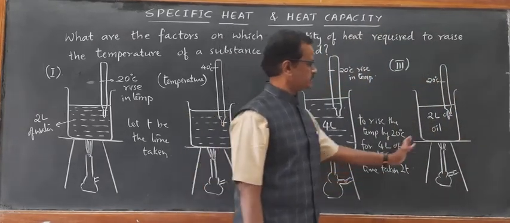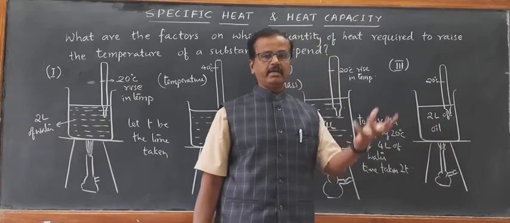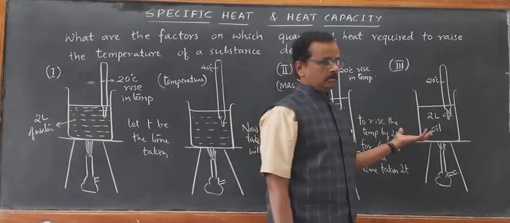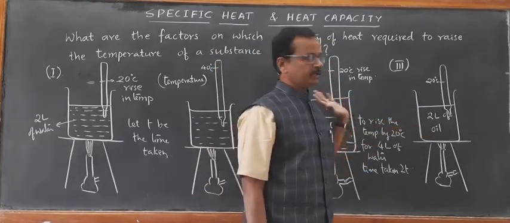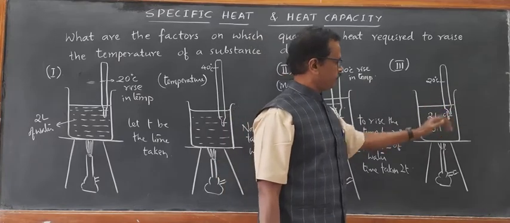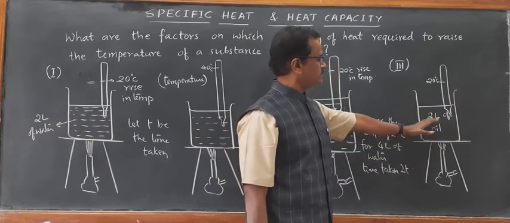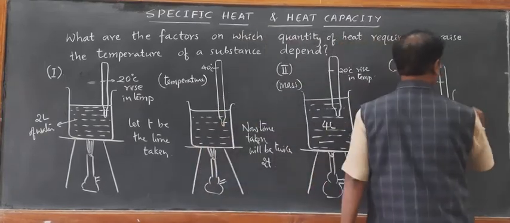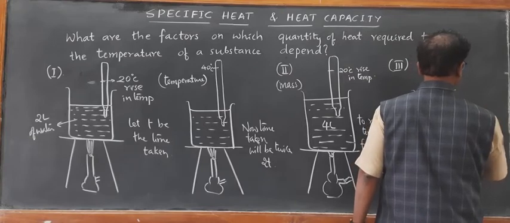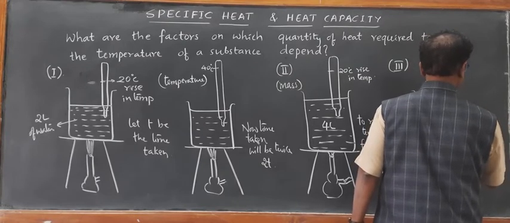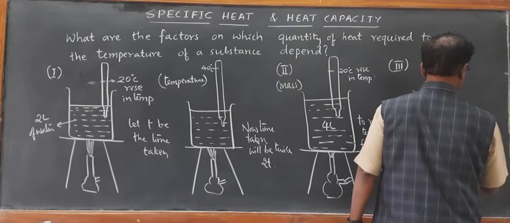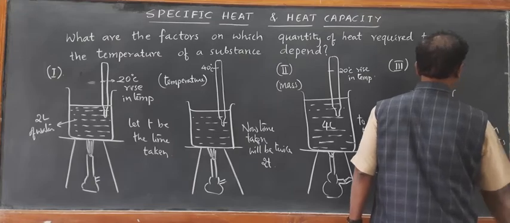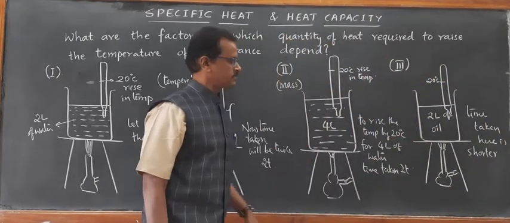So in order to increase the temperature of 2 liters of oil, like mustard oil, or any edible oil, or coconut oil also one can take, different from water, oil. Now we will note that the time taken to raise the temperature of 2 liters of oil will be shorter. Time taken here is shorter because we have changed the substance.